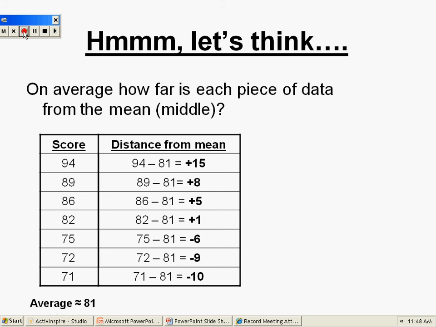So now we have an issue here. I'm talking about the average what from the middle? Distance. Is distance ever negative? No. So what do you think we should do? We'll just drop the negatives here, Mr. Bailey. Let's say it's just 6, 9, and 10.